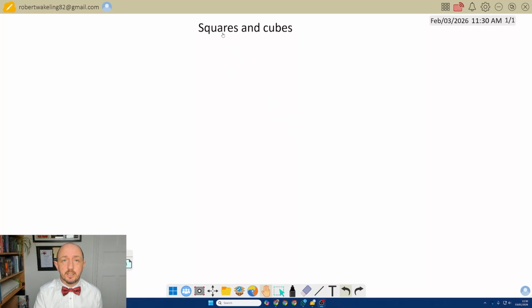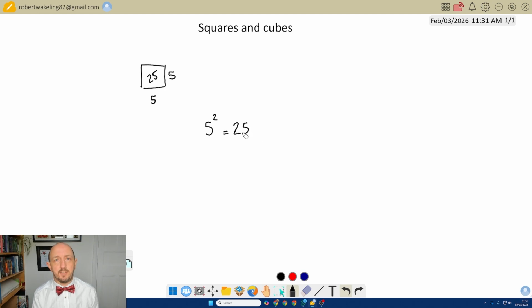For your GCSE, you're expected to know and recognise square and cube numbers. So what are square and cube numbers? Let's start with the square numbers. If I take a square that is 5 centimeters long, what we know about squares is that they have the same length for each side. So when we square the numbers, we're finding the area, 5 times 5, which is 25. So the square number is 25, 5 squared.